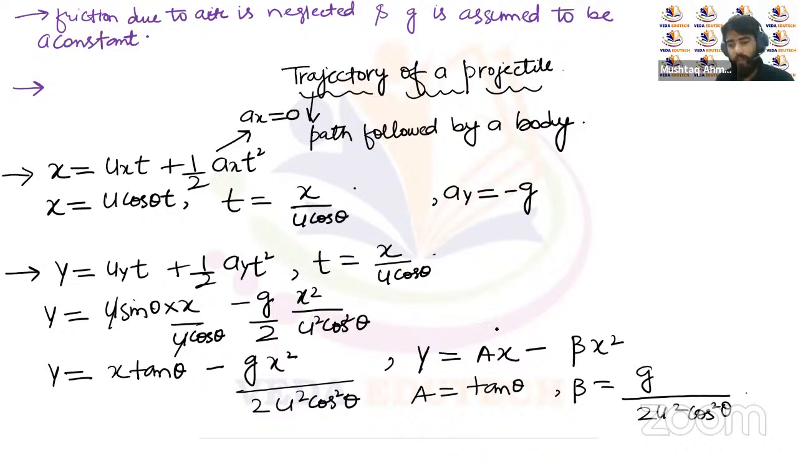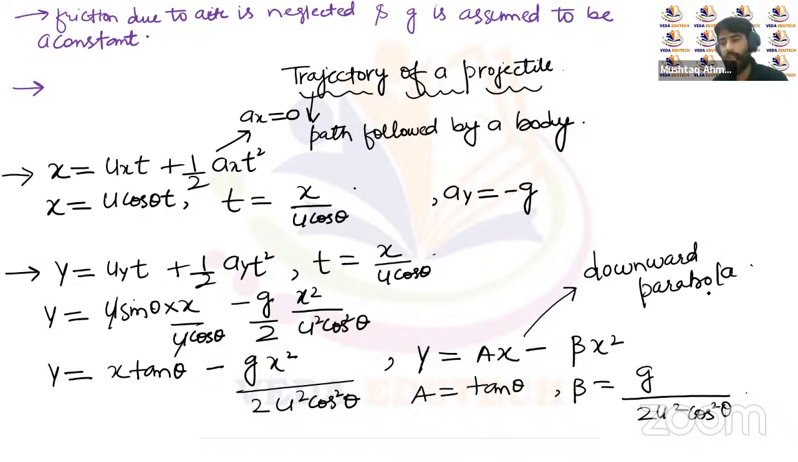From here we can see that this is a quadratic equation in x, and this represents a parabola, particularly a downward parabola, right? That's the reason when we practically see a projectile, its trajectory is always a downward parabola. So this is the equation established between the x and y coordinates of the projectile, and it tells us that the trajectory of this projectile is going to be parabolic. That's how we represent the equation of the parabola for this projectile.